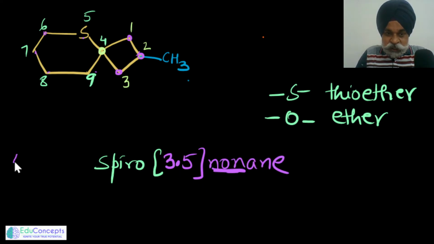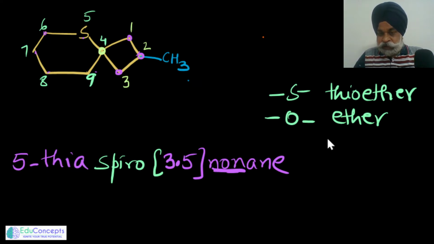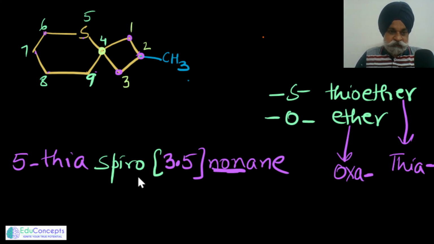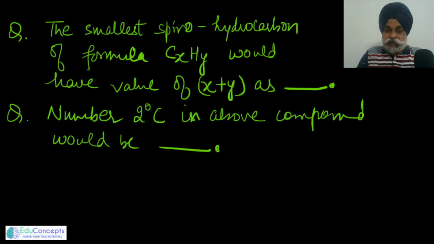But on the 5th carbon you have a prefix called thia, just like I have already said in the earlier videos. This is named as thia, and if there is an ether it would be said as oxa. So make it a point, these are 2 important statements which you have to keep in mind. I would refer you to go through the replacement nomenclature video, which is already there in the playlist.